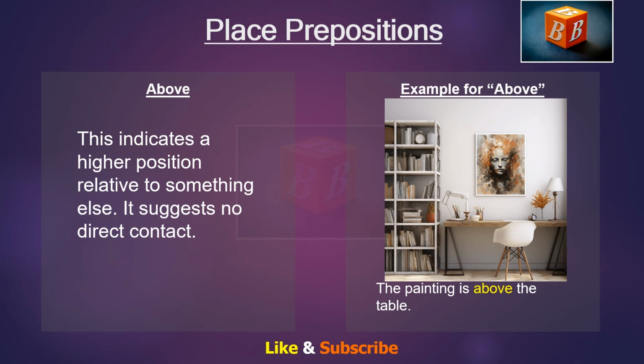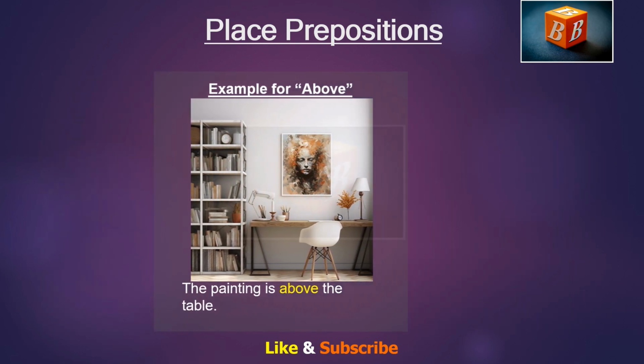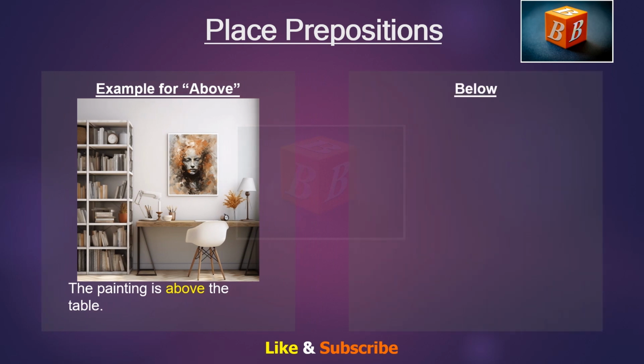When we say the painting is above the table, it means the painting is positioned higher than the table. However, unlike on, above does not mean they are touching. The painting is not resting directly on the table, instead, it's likely hanging on the wall, but at a higher level than the top of the table. So, above is a simple yet powerful word that helps us navigate and describe the world around us, providing clarity in our spatial descriptions.